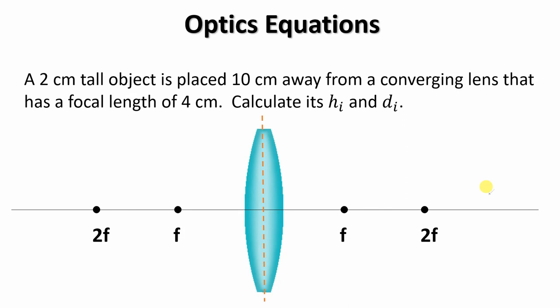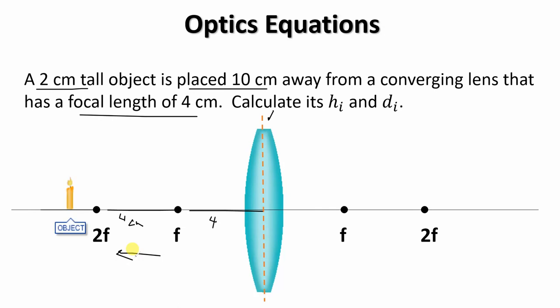So let's take a look here. We've got a 2 centimeter tall object. It's placed 10 centimeters away from the converging lens, which is that one. And it's got a focal length of 4 centimeters. So from here to here is 4 centimeters, which means from here to here is 4 centimeters, which means our object is going to be beyond that. So we can kind of ballpark it for right there. And that's about 2 centimeters tall. So let's go ahead and calculate our HI and our DI, and then we'll come back here and see if we are correct.